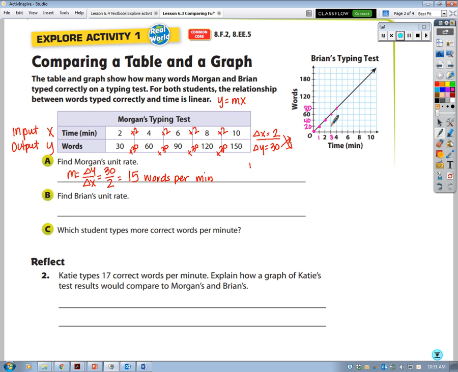So you can find the rate of change here by comparing, right? Or you can find for a unit rate, you're going to look at the value of 1x. So when x is 1, so 1 minute, you've got 20 words. So 1 minute, 20 words. So Brian's unit rate is 20 words per minute.